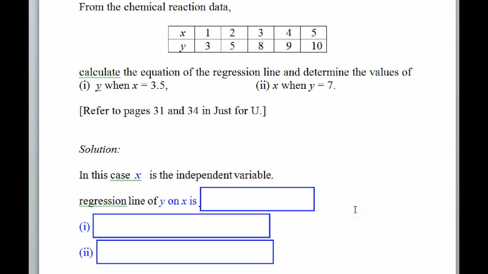Using GC, we are not about to use the long formula yet. Okay, we will use GC. GC will help us do everything to calculate the value of B and A, to know what is the regression line. So, let's do this.